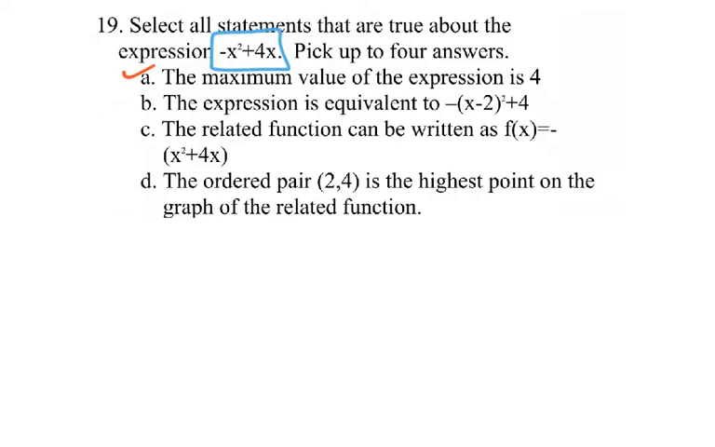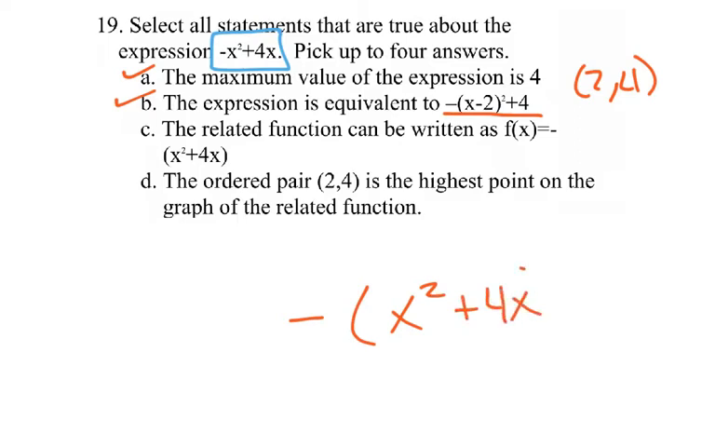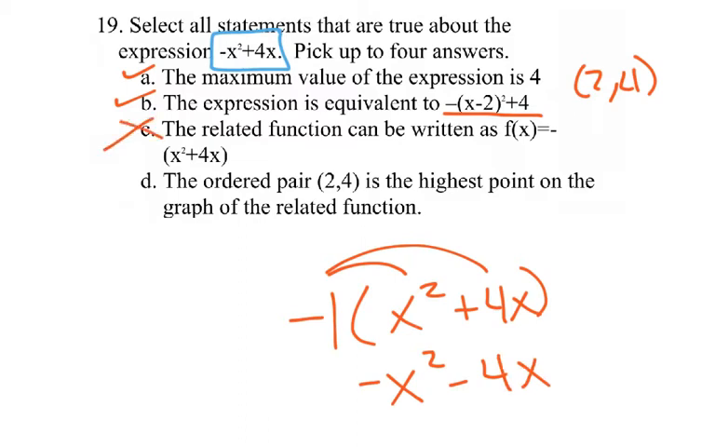The expression is equivalent to this. This is talking about the vertex. So notice the vertex would be at 2, 4 for this, and it is, so that one's true. It says it can be written as negative x squared plus 4x. So let's look at that for a minute. Okay, so this is like a negative 1, and we would distribute. So a negative 1 times an x squared is a negative x squared. A negative 1 times a 4x is a negative 4x. That's definitely not the same thing, so no, C is not true. And D says the ordered pair 2, 4 is the highest point on the graph of the related function. Yes, that's true. So my answers are A, B, and D.